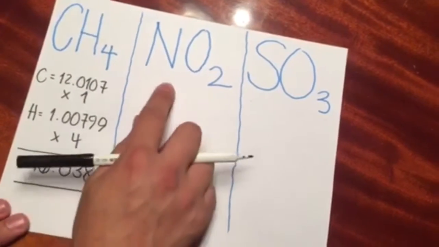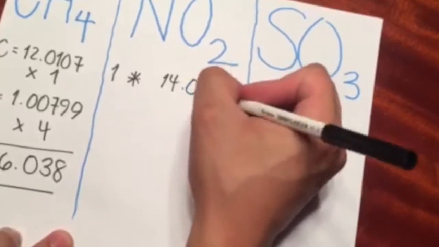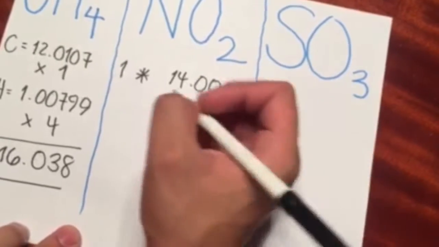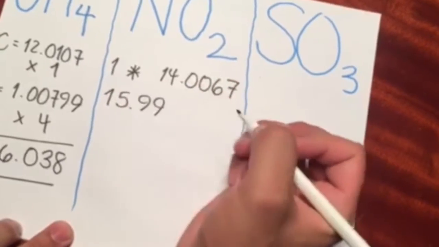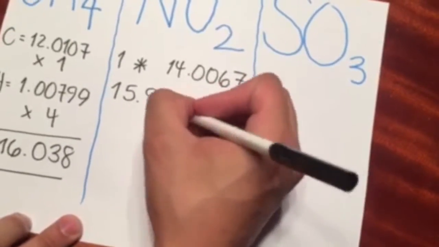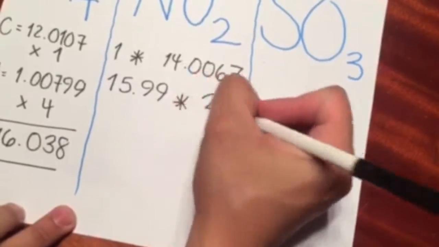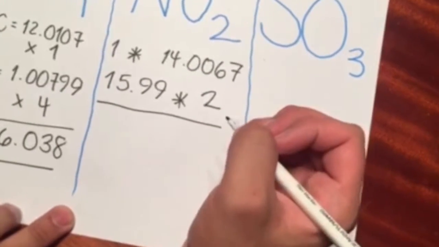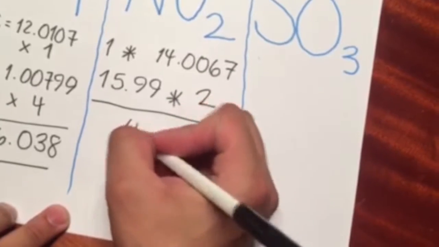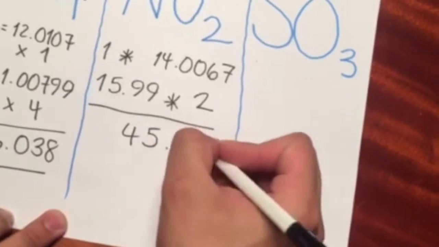Then you take the elements, NO2, and then oxygen, that would be 15.99, and you multiply it by 2. You multiply them and then you add them, and that will give you 45.98.